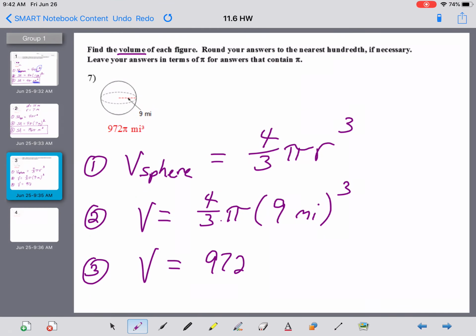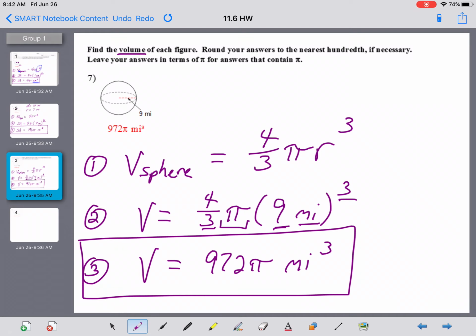And we end up with 972 for our answer. 972. And then since I didn't type the pi in, I just stick that on the end here. The reason that one worked out to be a whole number, at least the coefficient, is because 9 is evenly divisible by 3. If that was a number like 10 or 11 or 8, it wouldn't have worked out nicely. Miles get cubed, and that's how we end up with cubic miles, kind of like we said, for our answer. So that's the way that formula works.